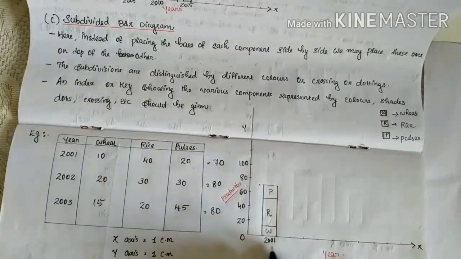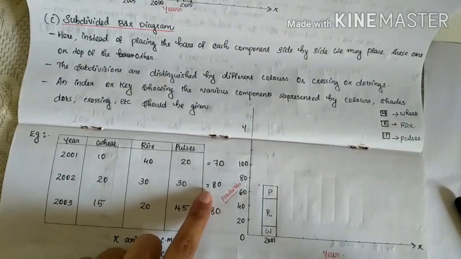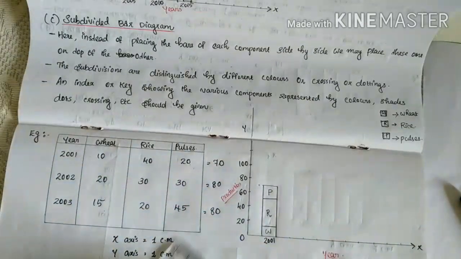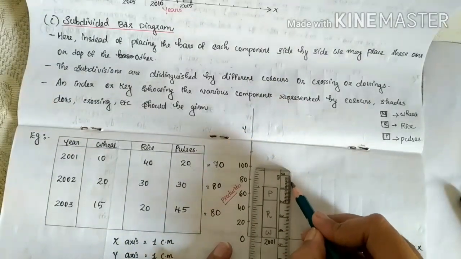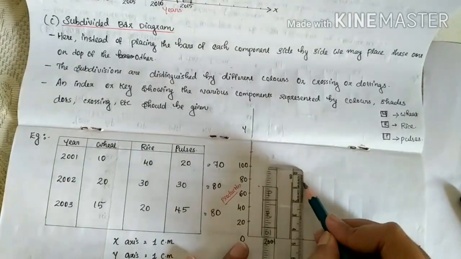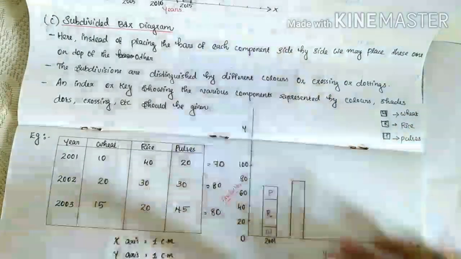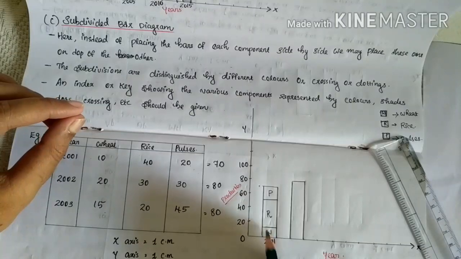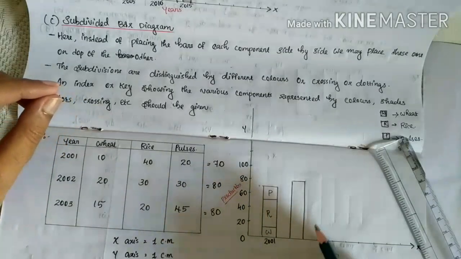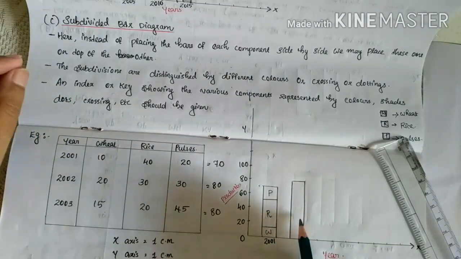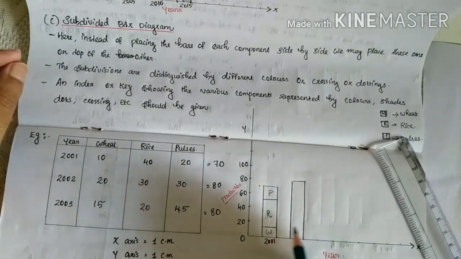After completing the first year, 2001, the next year is 2002, and the total production of 2002 is 80. So you mark 80 as the total length of the bar. So 80 is almost here. With the same procedure as the first bar, we have to give some space before drawing the next bar. The space between one bar and another bar is equal, and the width of each bar is equal.